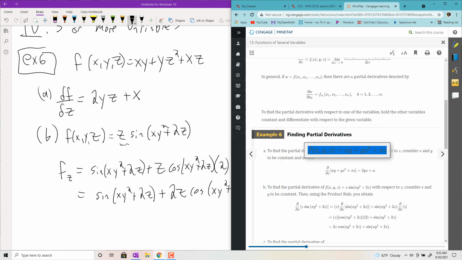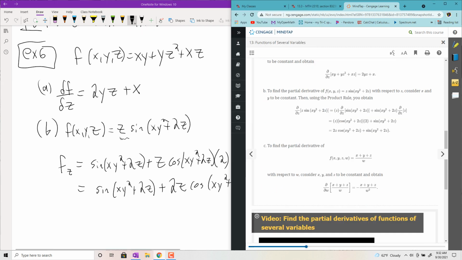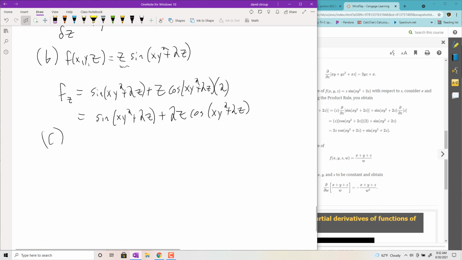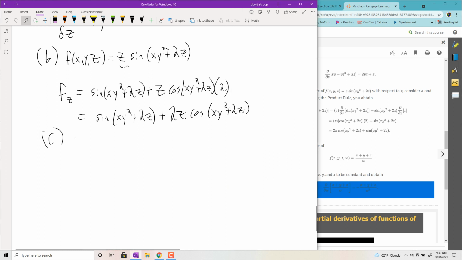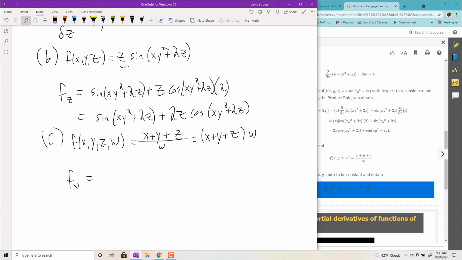Okay. Alrighty, no big deal really. Let's do part C then. Partial derivative. This has 4 variables. We want the partial derivative with respect to w. So you have f of x, y, z, w equals x plus y plus z all over w. Because we're finding the derivative with respect to w, I'm going to rewrite this as basically a constant, x plus y plus z times w to the negative 1.